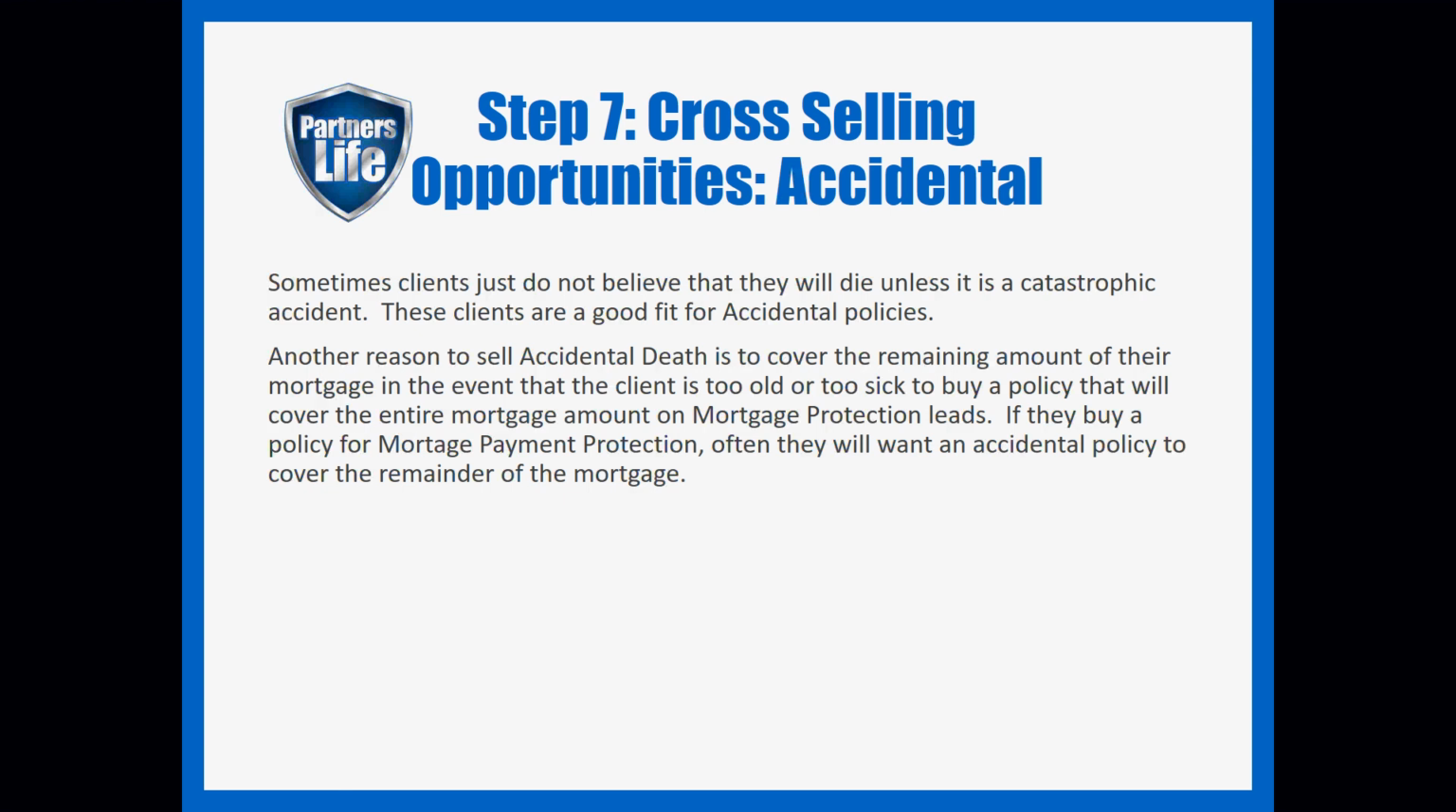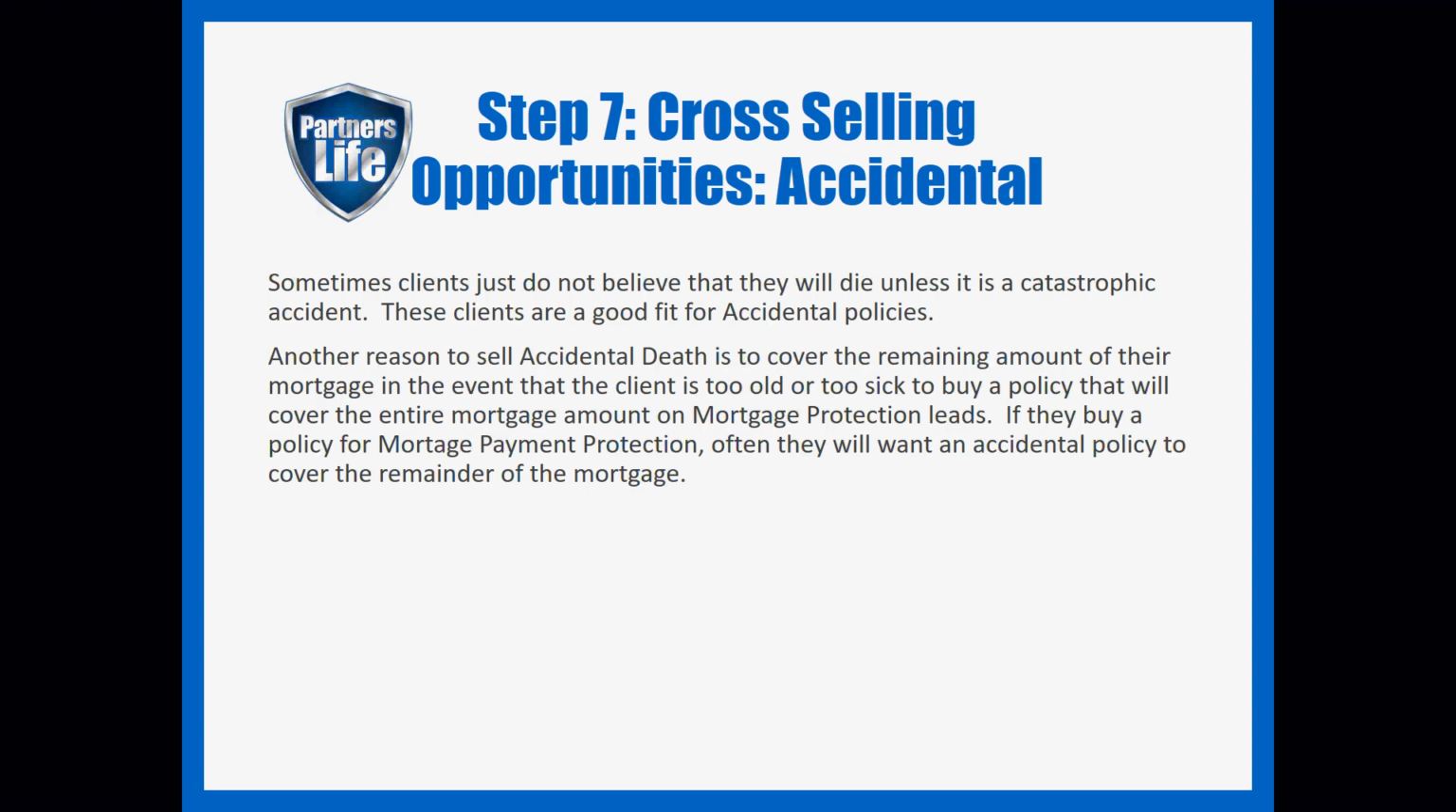Another reason to sell accidental death is to cover the remaining amount of their mortgage in the event that the client is too old or too sick to buy a policy that will cover their entire mortgage amount for, let's say, a mortgage protection lead. So if they buy a policy for mortgage payment protection, which let's say that's a final expense type product, or what we call an impaired risk product, maybe they've got a $200,000 mortgage, but we write a $20,000 final expense policy that's designed for mortgage payment protection, often they will want an accidental policy to cover the remaining amount of the mortgage.